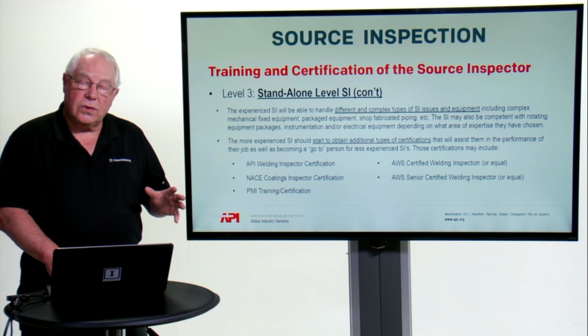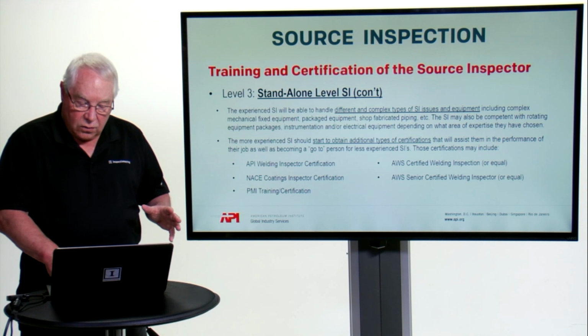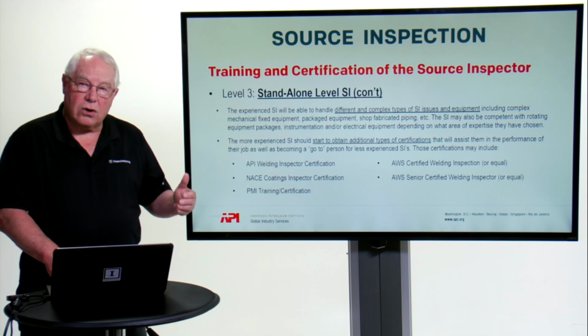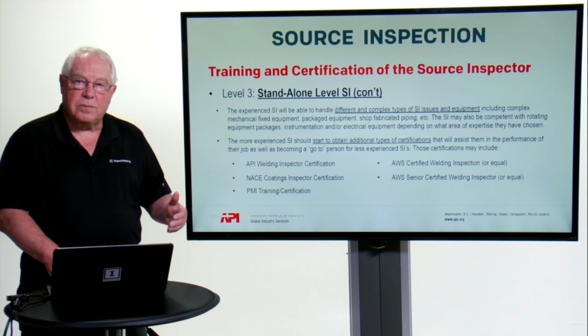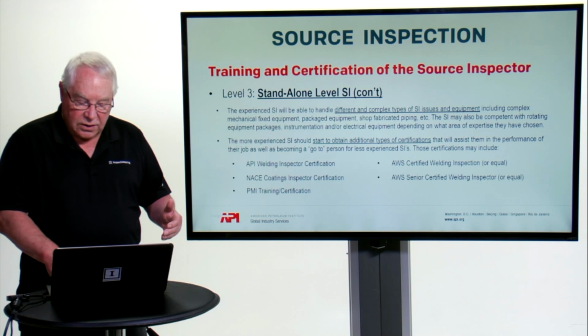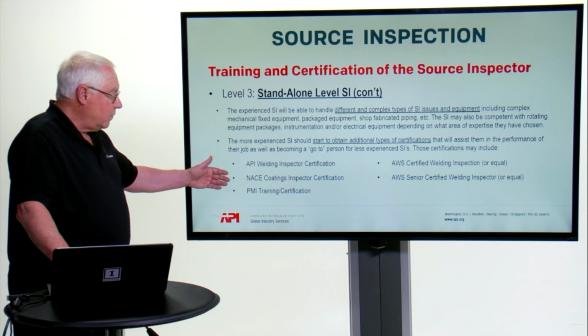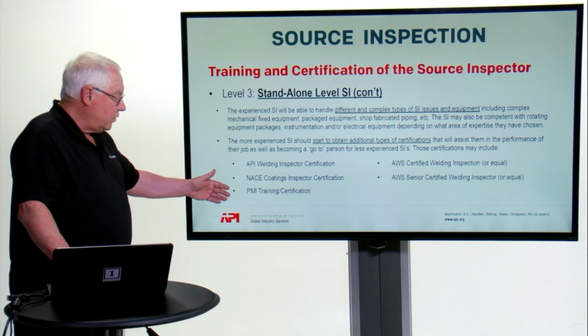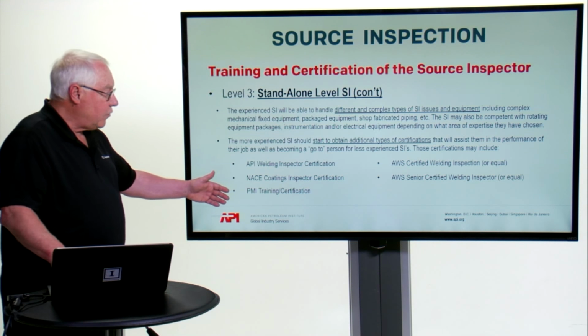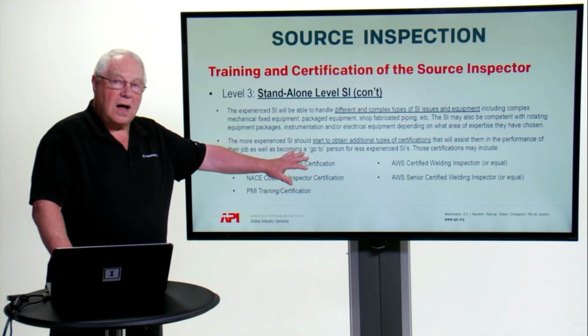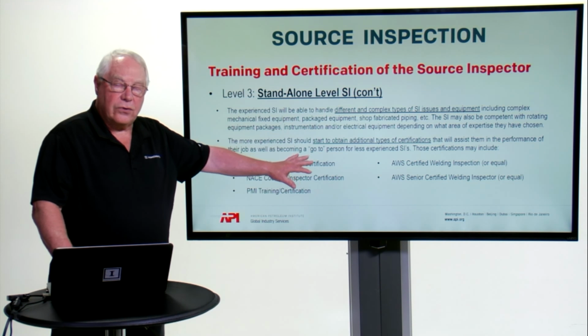Also at this level, the standalone inspector may very well start to obtain different types of certifications that'll improve his or her skills and make him or her become more of a go-to person for other source inspectors for specialty type knowledge. Those certifications would include API welding inspector certification, NACE coatings inspector certification, positive material identification training and certifications, as well as AWS inspector certifications.